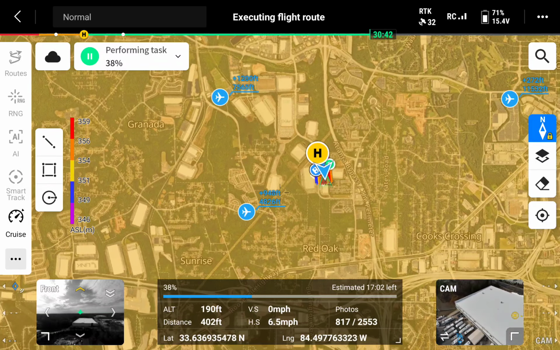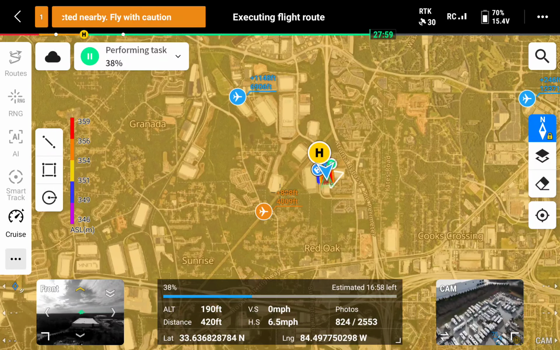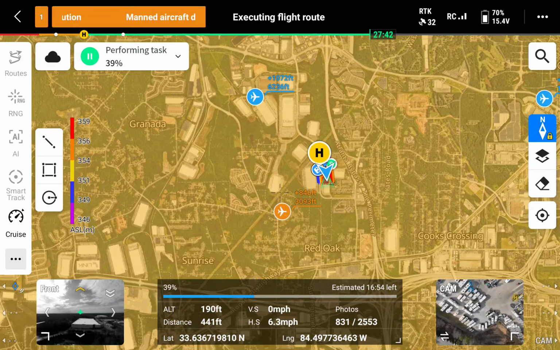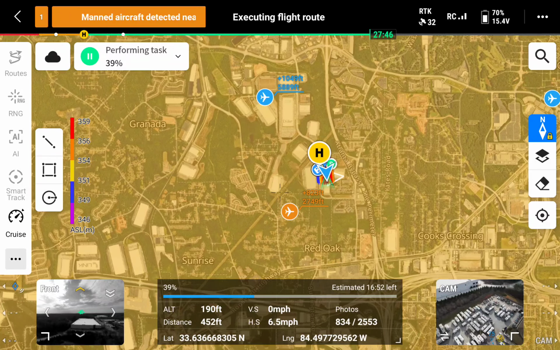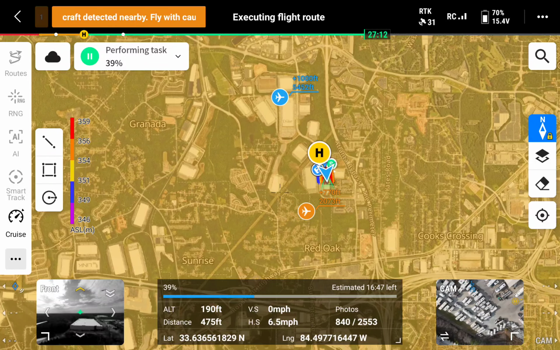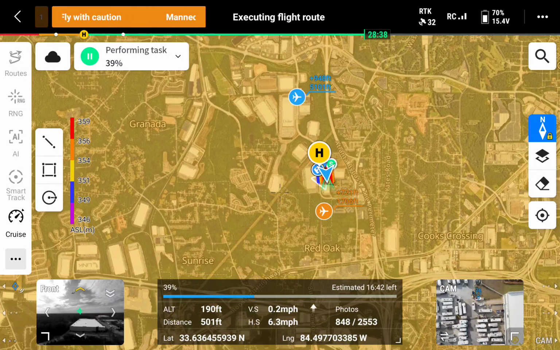You can see here and here are two airplanes coming in. So I look out over my shoulder, there's one coming in, and I look out straight and there's another one. I am flying legally with a LAANC authorization up to 150 feet for the mapping mission and the other shots that I need to do around this building.